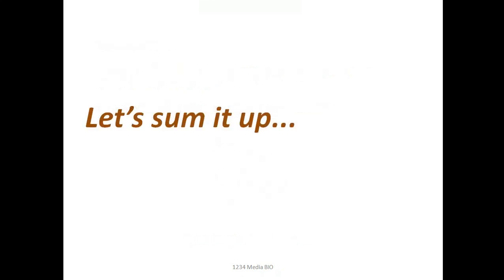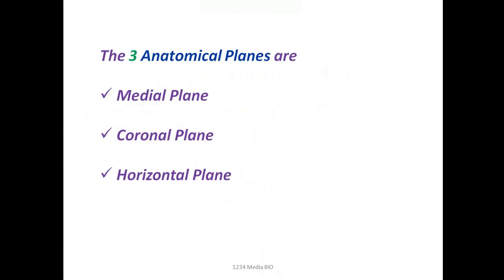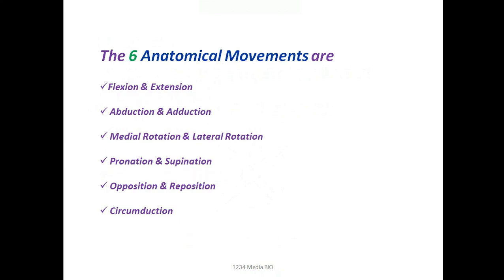Okie dokie, let's sum things up. So the 3 anatomical planes are the medial plane, coronal plane, and the horizontal plane. And the 6 anatomical movements are flexion and extension, abduction and adduction, medial rotation and lateral rotation, pronation and supination, opposition and reposition, and finally circumduction.